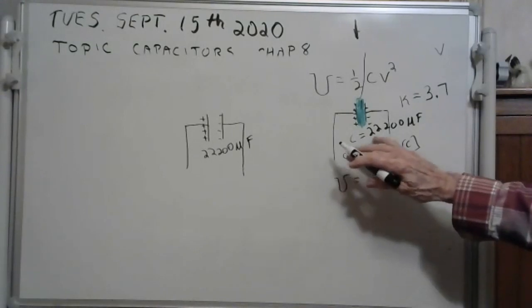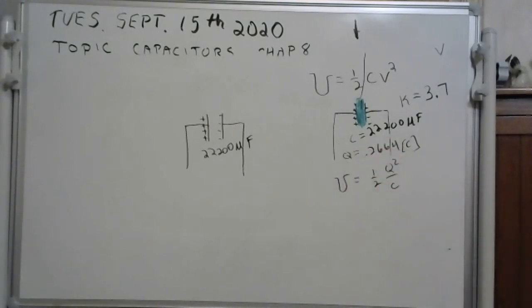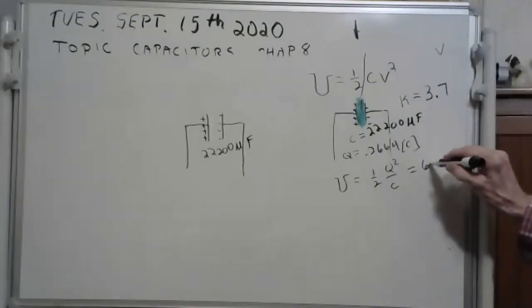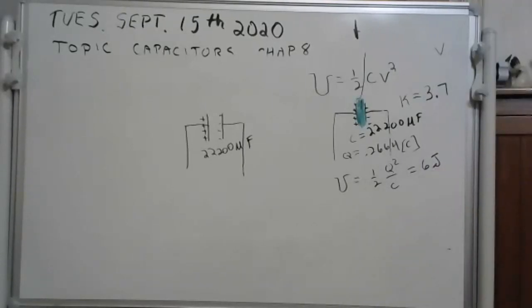So we got the Q, we got the C, and the energy stored is 1/2 times 0.2664 divided by 22,200 e to the minus 6. Did you get 6 joules? I wonder if I did that right.